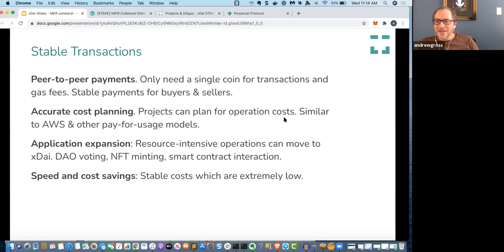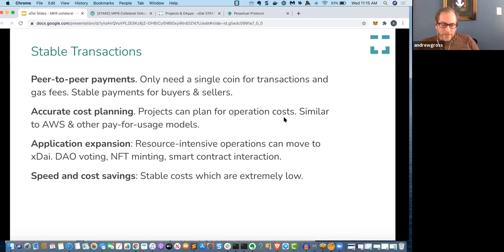So one of the features that really differentiates xDAI, as I mentioned, is the fact that it's a stable chain. So this enables peer-to-peer payments. That was really the first application that we were looking at. You only need xDAI to make transactions and to pay for gas. And it also creates an environment where there's stable payments for buyers and for sellers. There's also accurate cost planning for larger projects.